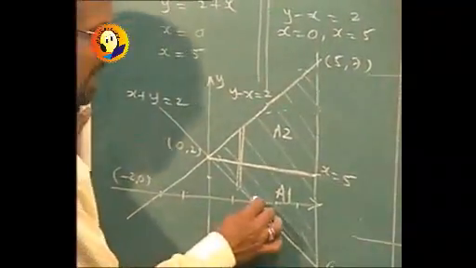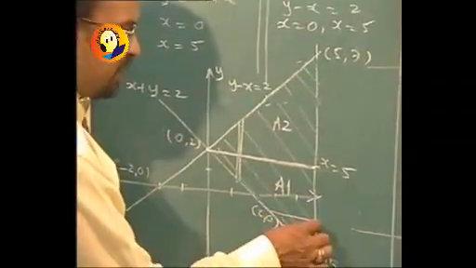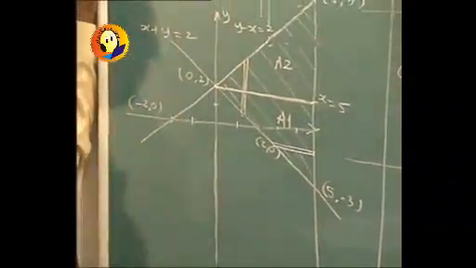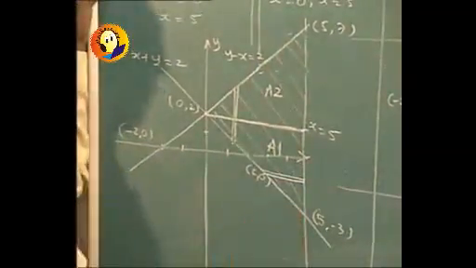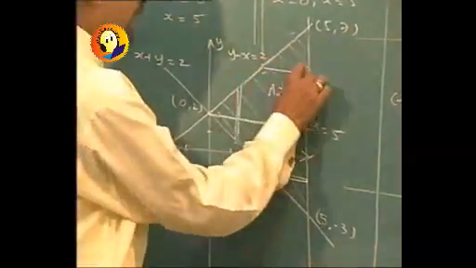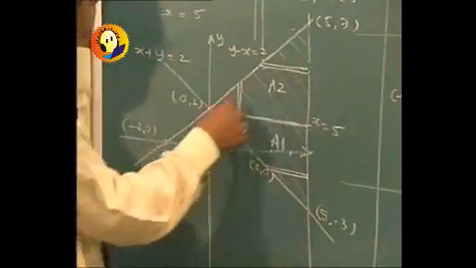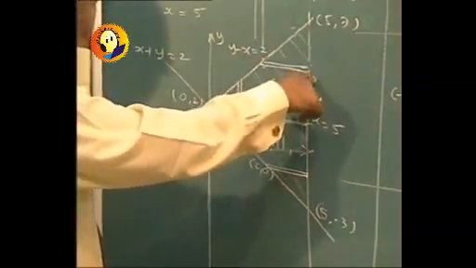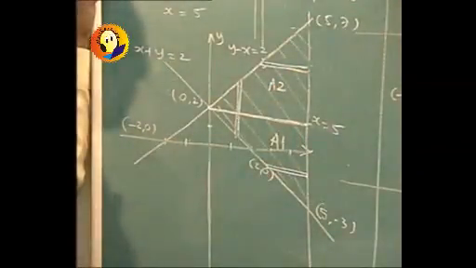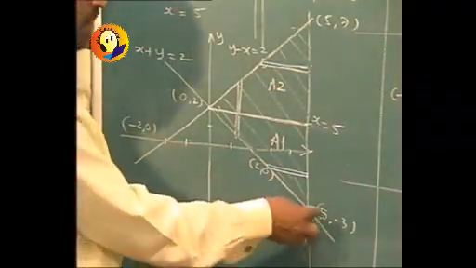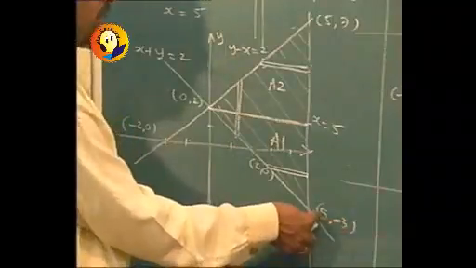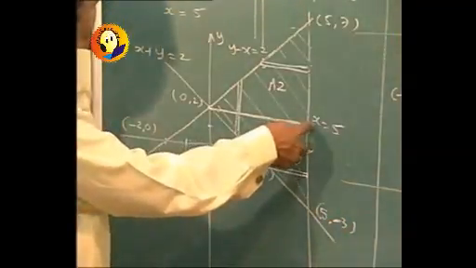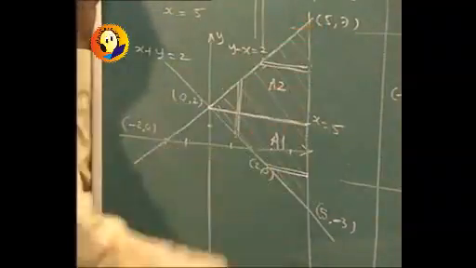In case of area 1, when you take the strip, it will obviously start from line x plus y equal to 2 and go up to x equal to 5. Whereas in area 2, when you take the strip, it will start on line y minus x equal to 2 and go up to x equal to 5. The respective limits of y for area 1 will be from minus 3 to y equal to 2, whereas in the second case it will be from y equal to 2 to y equal to 5.